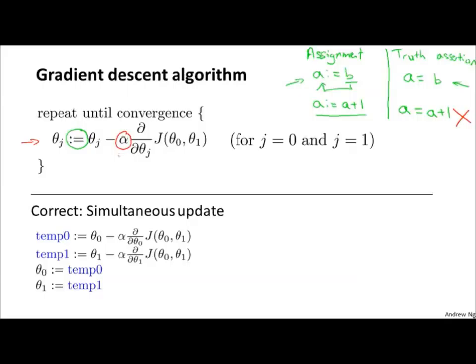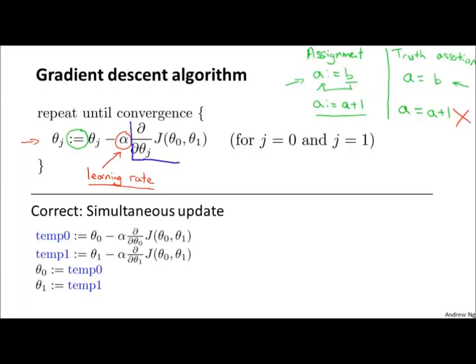This alpha here is a number that is called the learning rate. And what alpha does is it basically controls how big a step we take downhill with gradient descent. So if alpha is very large, then that corresponds to a very aggressive gradient descent procedure where we're trying to take huge steps downhill. And if alpha is very small, then we're taking little baby steps downhill. And I'll come back and say more about this later, about how to set alpha and so on.